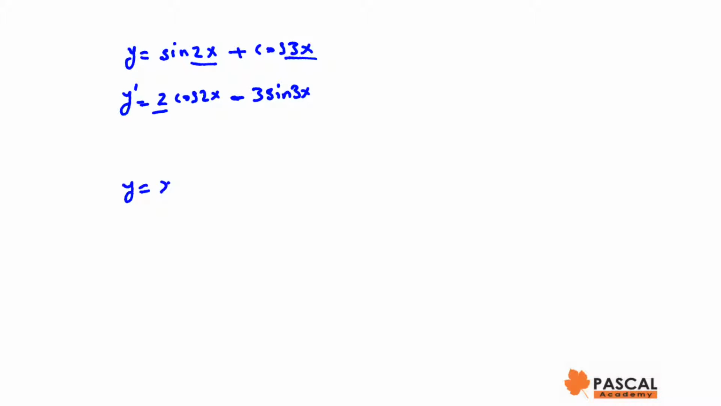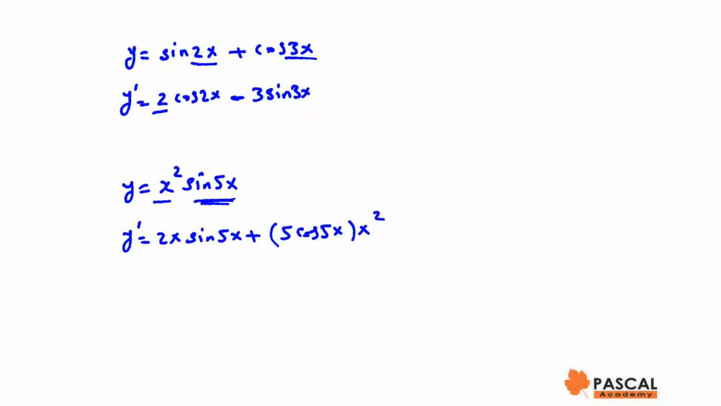Let's find derivative of x squared sine of 5x. We use product rule. Derivative of first function is 2x, first and second function, times sine of 5x, plus derivative of second function, 5 cosine of 5x, times x squared.